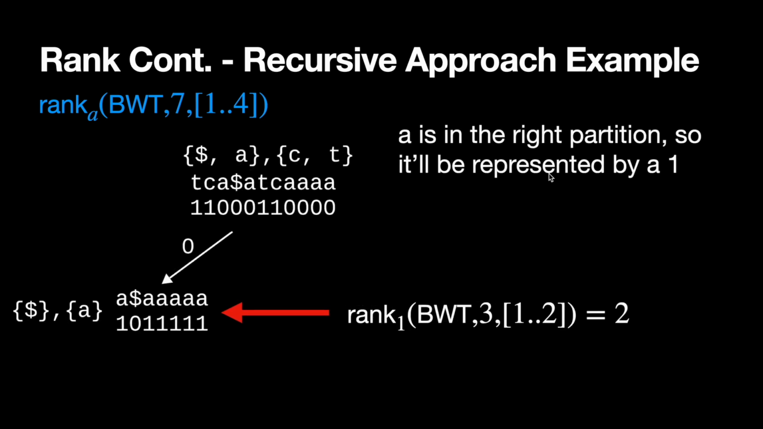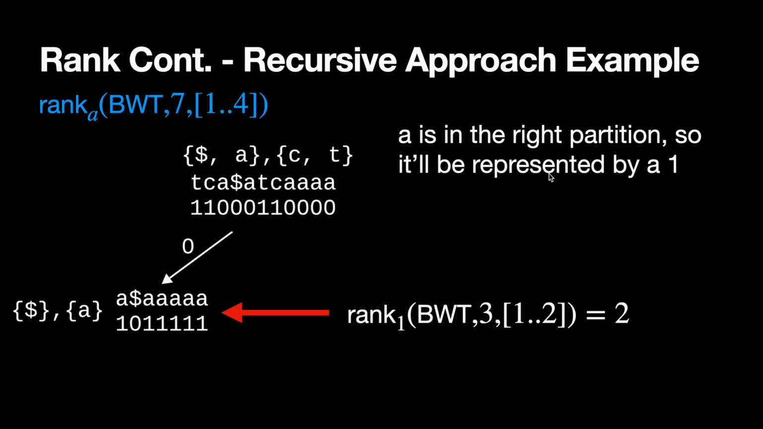We go to the left because it's in the left subchild. And here we find that A is in the right partition, so it's going to be represented by a 1. Now we change the function call a little bit. Instead of looking for a 0, we're looking for a 1, because A used to be represented by 0 and now it's represented by 1. We are looking for the rank of 1 up to position 3, and we are considering it in the indices L and R, 1 and 2.